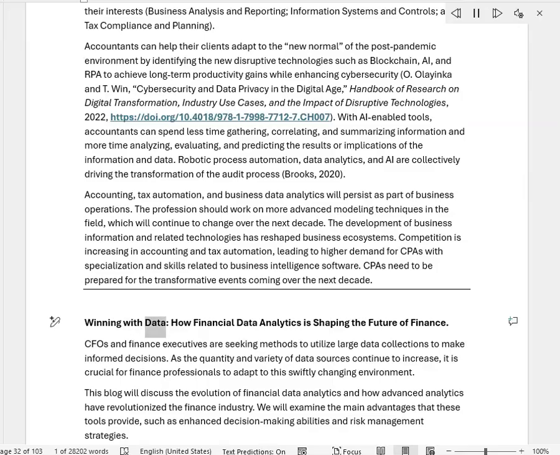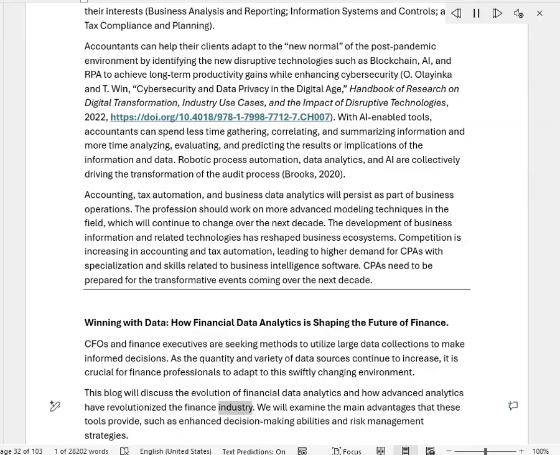Winning with data: how financial data analytics is shaping the future of finance. CFOs and finance executives are seeking methods to utilize large data collections to make informed decisions. As the quantity and variety of data sources continue to increase, it is crucial for finance professionals to adapt to this swiftly changing environment. This blog will discuss the evolution of financial data analytics and how advanced analytics have revolutionized the finance industry.